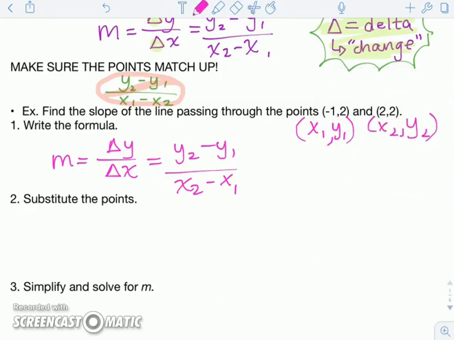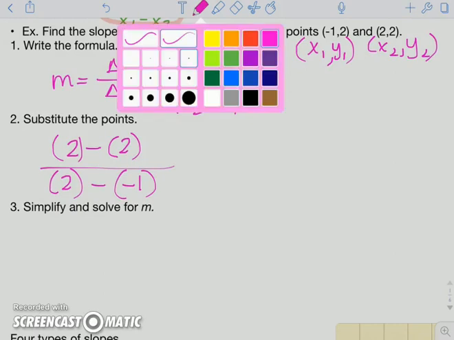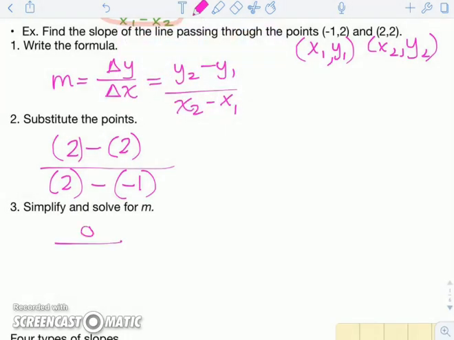Now I'm going to substitute the points. Instead of y2, I'm going to put a 2 minus, and notice I'm going to use parentheses when subbing in here. That's going to help me if there are negative values, so I'm not going to make any mistakes, hopefully. So y1 is 2, over top of x2, which is 2, minus x1, which is -1. When I simplify that, 2 minus 2 is 0, and 2 minus -1 is really 2 plus 1. I'm left with 0 divided by 3, which is just 0. So in this case, the slope is 0.